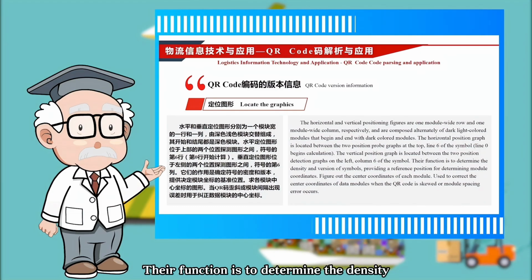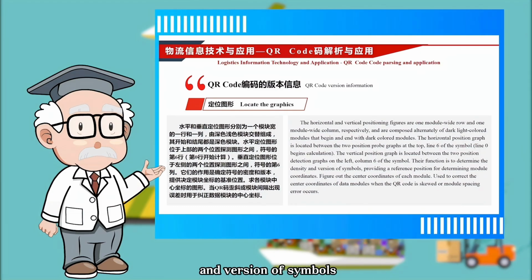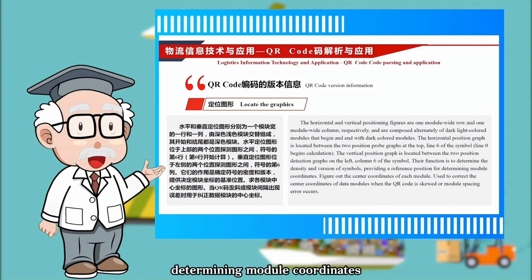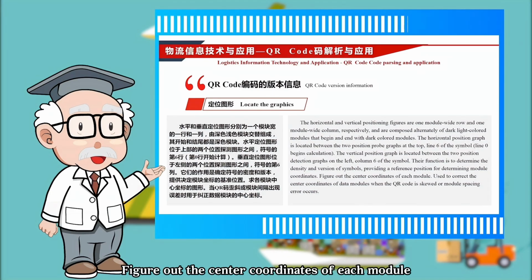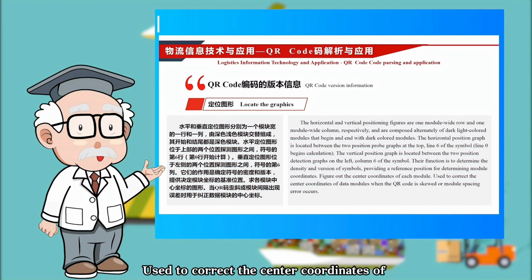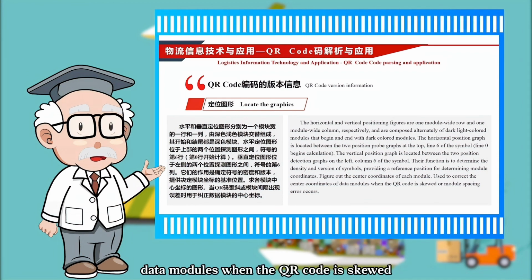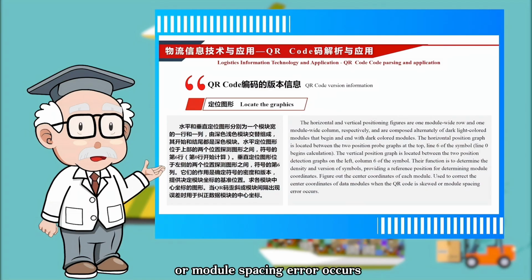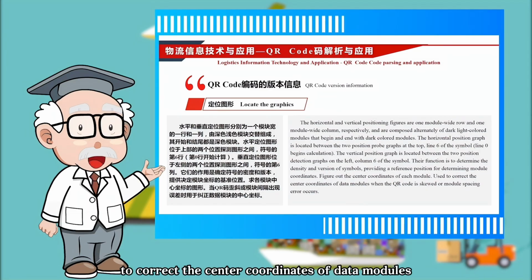Their function is to determine the density and version of symbols, providing a reference position for determining module coordinates and figuring out the center coordinates of each module. They are used to correct the center coordinates of data modules when the QR code is skewed or module spacing error occurs.